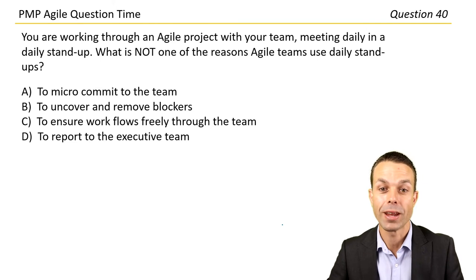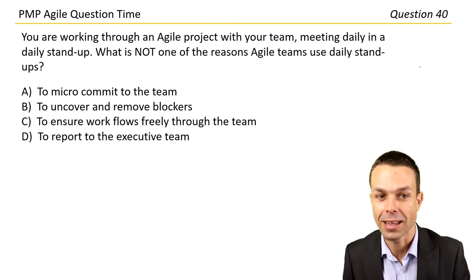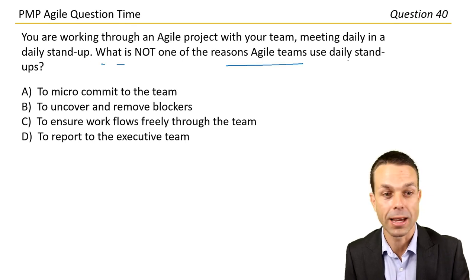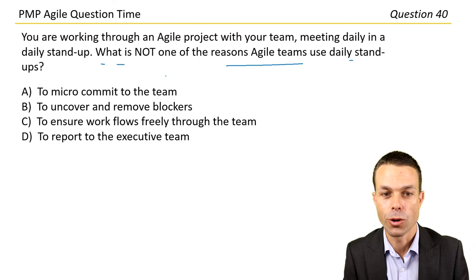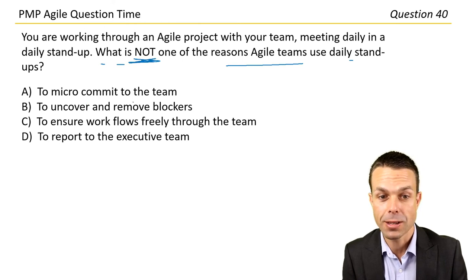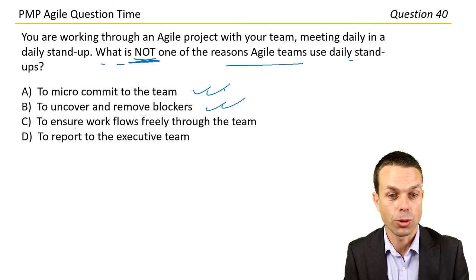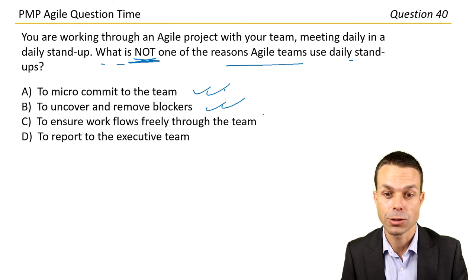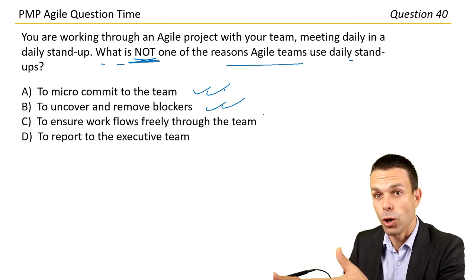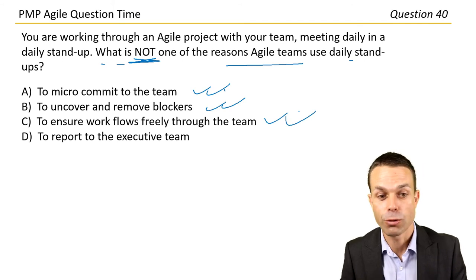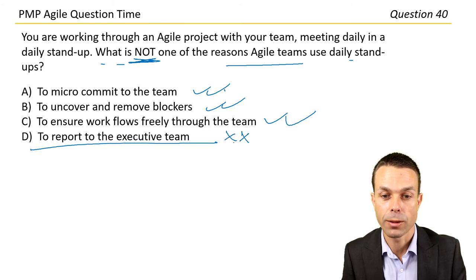You're working through an Agile project with your team, meeting daily in a daily stand-up. What is not one of the reasons that Agile teams use daily stand-ups? Okay, so not one of the reasons. To micro-commit to the team, okay, no, that's a good reason, we like that. To uncover and remove blockers, we definitely want that as well. To ensure work flows freely through the team, so to remove those blockers, to help that flow of work, we really want that. That's part of Agile and that's why we do it. And to report to the executive team. I mean, not directly, I would say that's probably our incorrect answer.